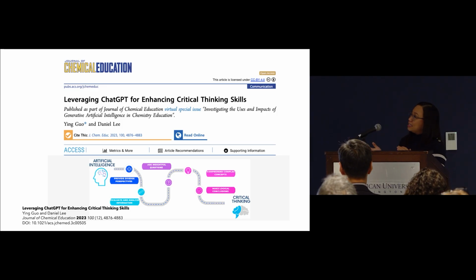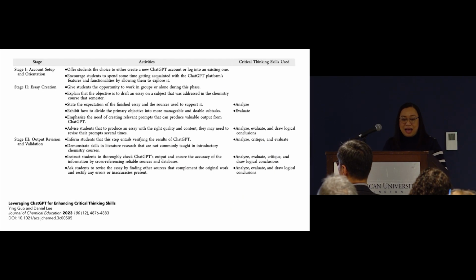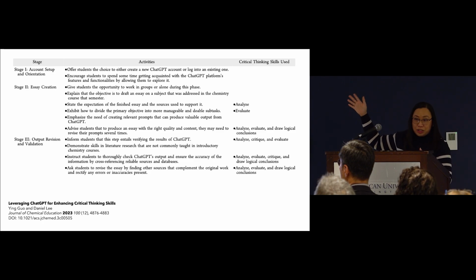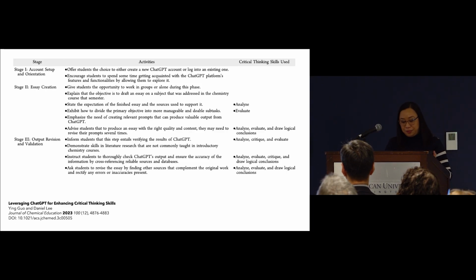So in designing the class activity that I'm about to share, I adapted this strategy from an article from the Journal of Chemical Education. It's about leveraging ChatGPT for enhancing critical thinking skills, and I basically adapted what they have in here. It's a scaffolded method on how to integrate AI into their classes. As you can see there, they start with account setup, essay creation. I don't allow them to write an entire essay using that, but they ask ChatGPT to generate a response, and then they do output revision and validation.